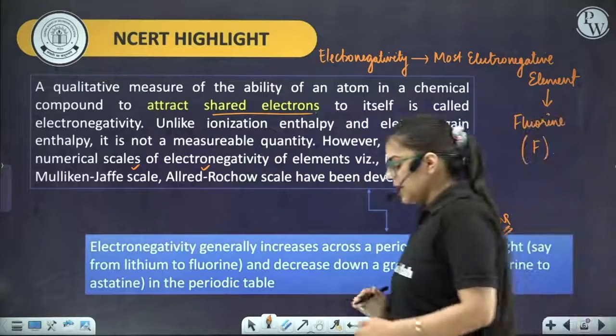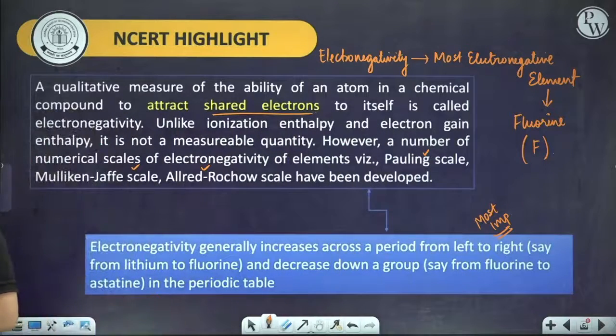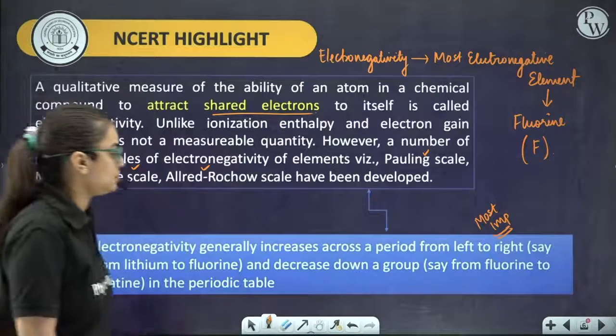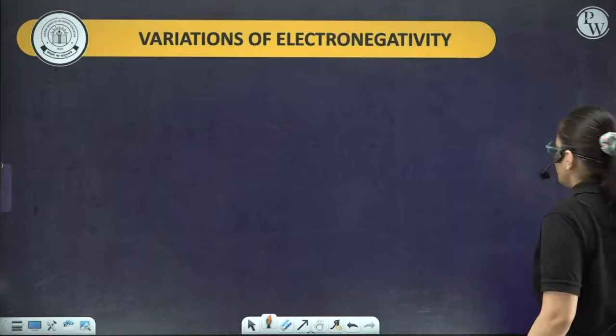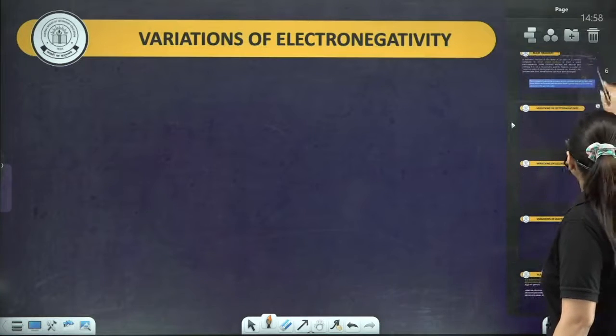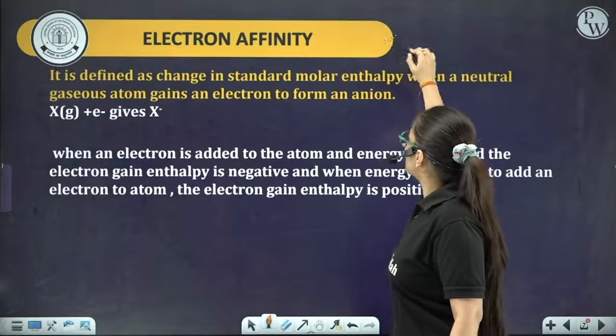Clear everyone? Everybody please write it down so that I can start with my next segment, that is electron gain enthalpy. Clear? Variations I have already told you students. Now we are going to start with the topic electron affinity.